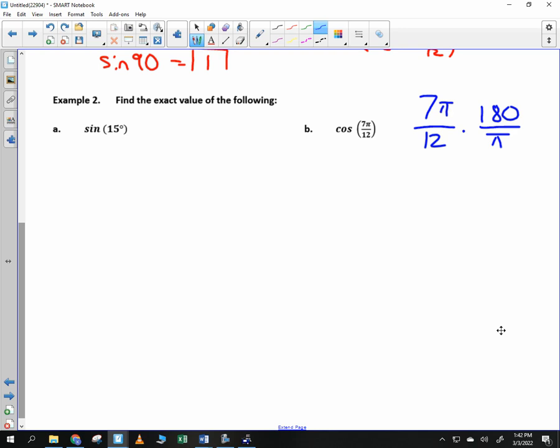So I've got pi divided by pi. Those cancel. And 180 divided by 12, you know, is 15. Times 7 is 105. So this is the cosine of 105 degrees. And we know 105 degrees is not one of those nice angles that we get to work with. But maybe there's two angles that add or subtract to 105. 45 and 60. 60!